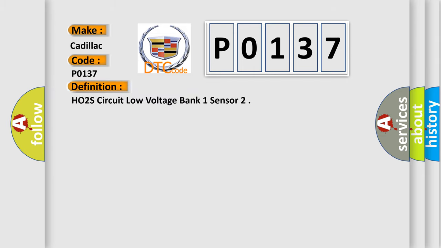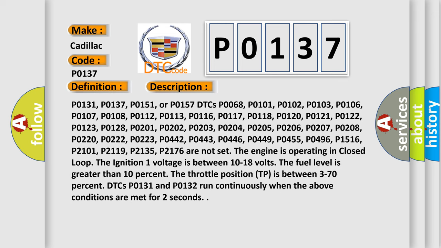The basic definition is HO2S circuit low voltage bank 1 sensor 2. And now this is a short description of this DTC code.